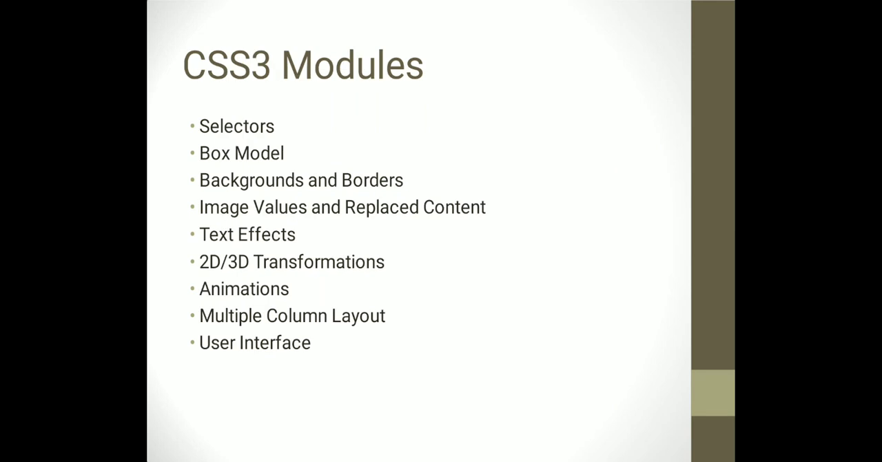After that we have seen the CSS3 modules. In that, the selectors, box model, background and border, how these things are used, that we have seen. Image values and replaced content, text effects, 2D 3D transformations, animations. So all these things we have seen.